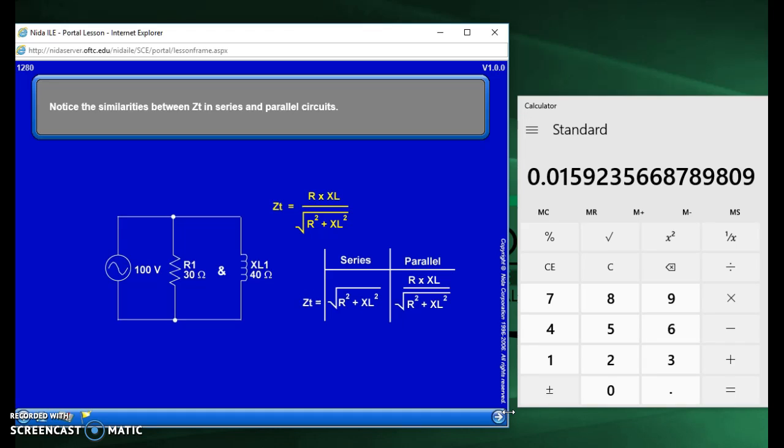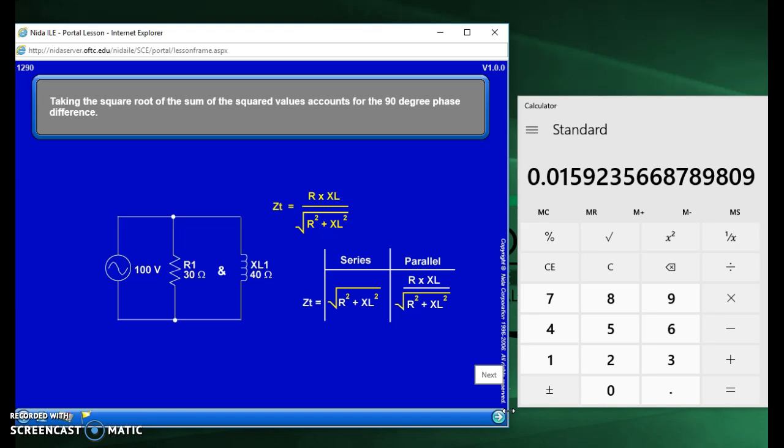So here's the difference between series and parallel. In series, we just use the bottom part of that equation. In parallel, we use this equation, which has a different value on top. So our denominator here is just our equation here. So we did change that up a little bit. Make sure you remember which way you're using it. Taking the square root of the sum of the squared values accounts for the 90 degrees phase difference, and there is a phase difference there.